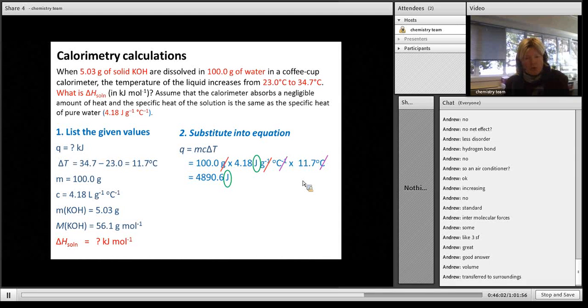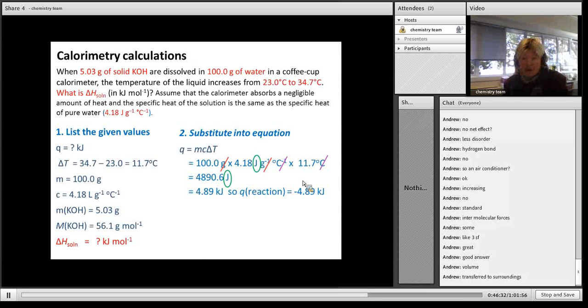Use your units, and if your units cancel out correctly, because you know heat is in joules, not kilojoules, it has to be joules. So if you get an answer of joules and not joules to the -1, you know that you're on the right track. Okay, so I've got it there in joules, but remember the question did ask for kilojoules per mole, so we have to convert joules to kilojoules. So I've divided by 1,000 to get to kilojoules.